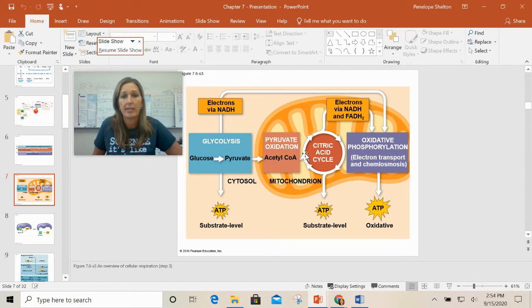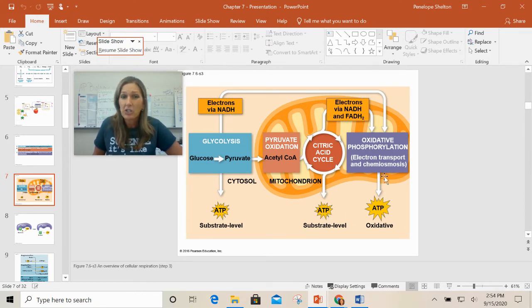In these processes, remember, along the way, I am collecting electrons and protons. In the citric acid cycle, I have one more electron shuttle called FADH2. And so this is also going to be transporting those remaining electrons and protons, again, to the electron transport chain in oxidative phosphorylation. So in these steps, I can generate 2 ATPs per glucose in glycolysis. I can generate 2 ATPs per glucose in the citric acid cycle, also known as the Krebs cycle.